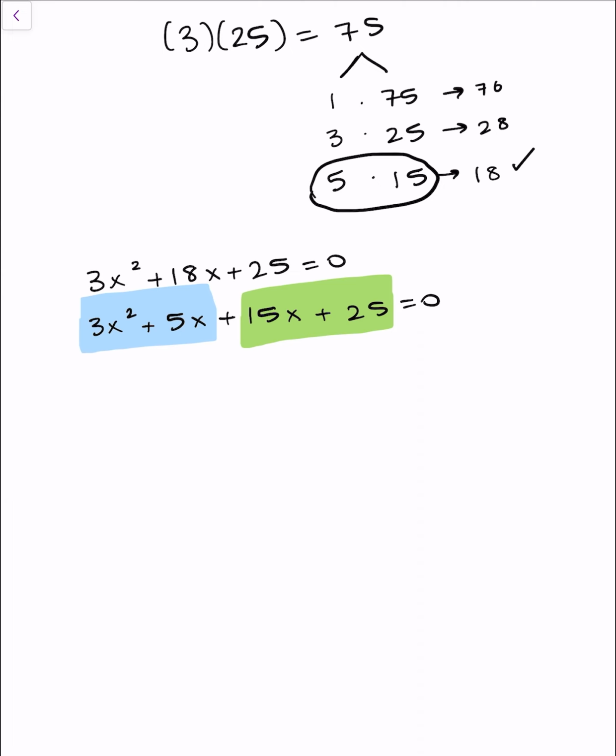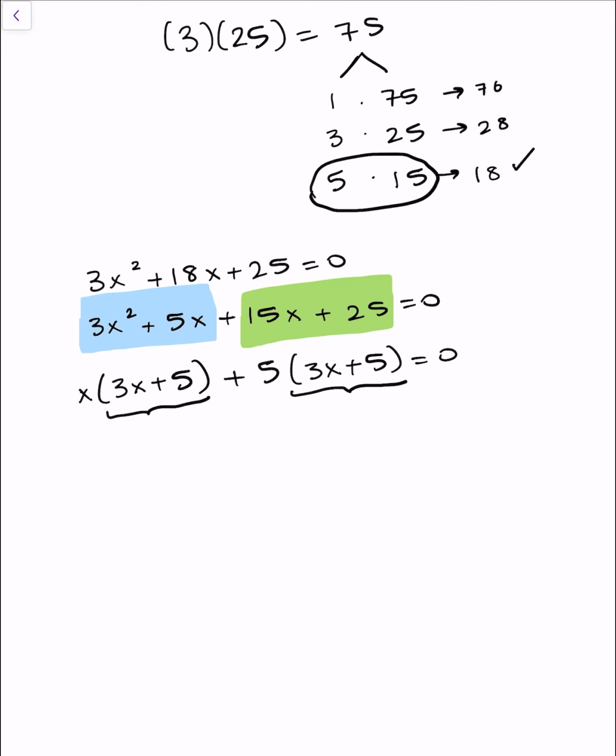Let's look at the blue first. I'm going to divide each of these by a common factor. We can pull out an x from each of those quantities: x times 3x plus 5. We can't divide both of those quantities by anything else. Now for the green section, we can't divide both of them by x, but we can divide both of them by 5. So I'm going to pull out a 5, and we're left with 3x plus 5.